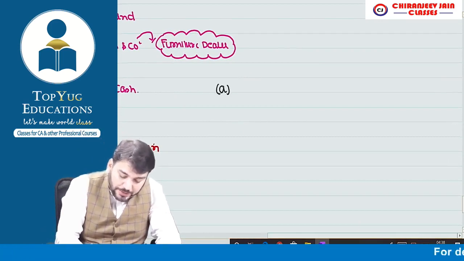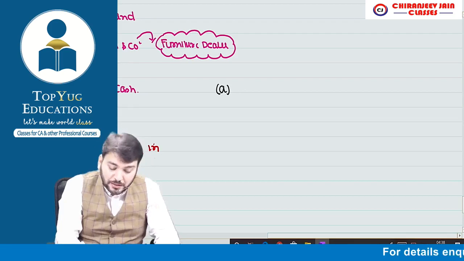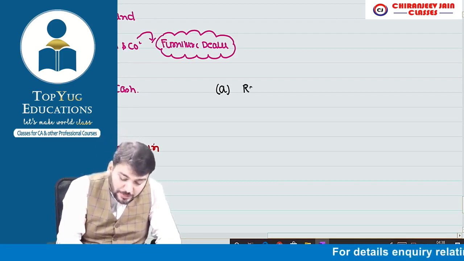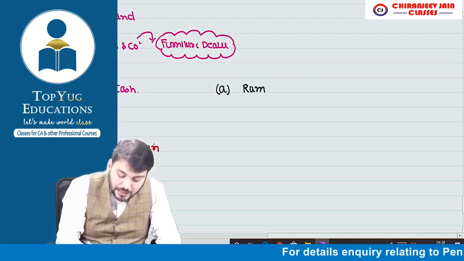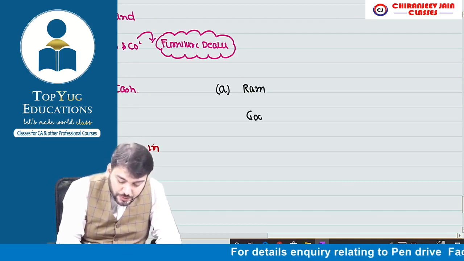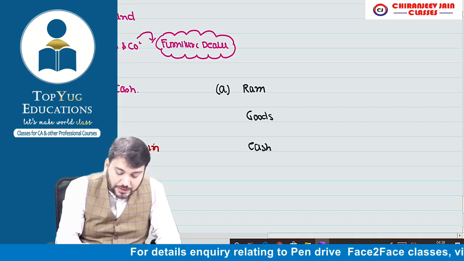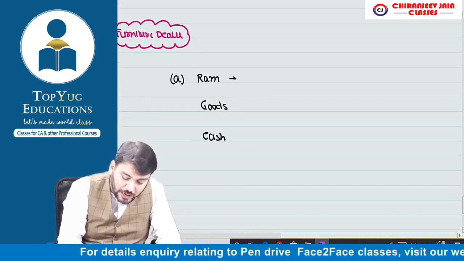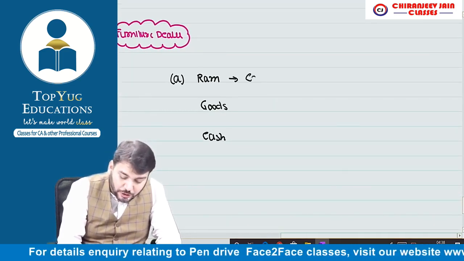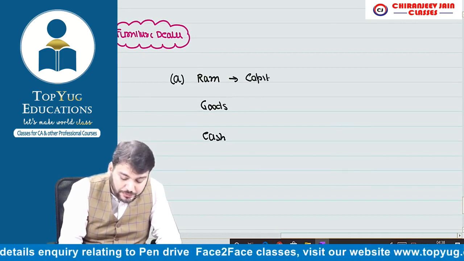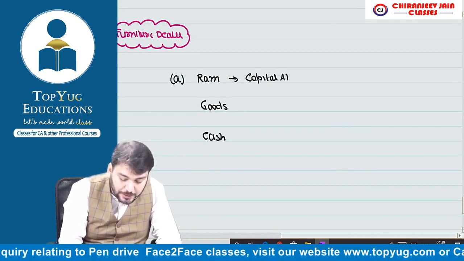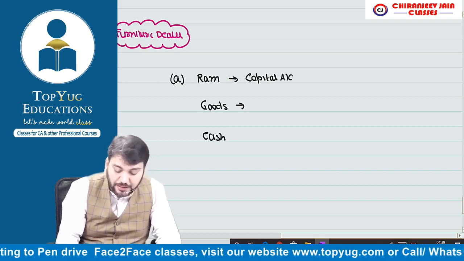In point number A, can I say there are three: one is Mr. Ram, then goods, then cash. Correct? Now Mr. Ram represents the owner, so we'll open the capital account. Capital account. Goods represent what?